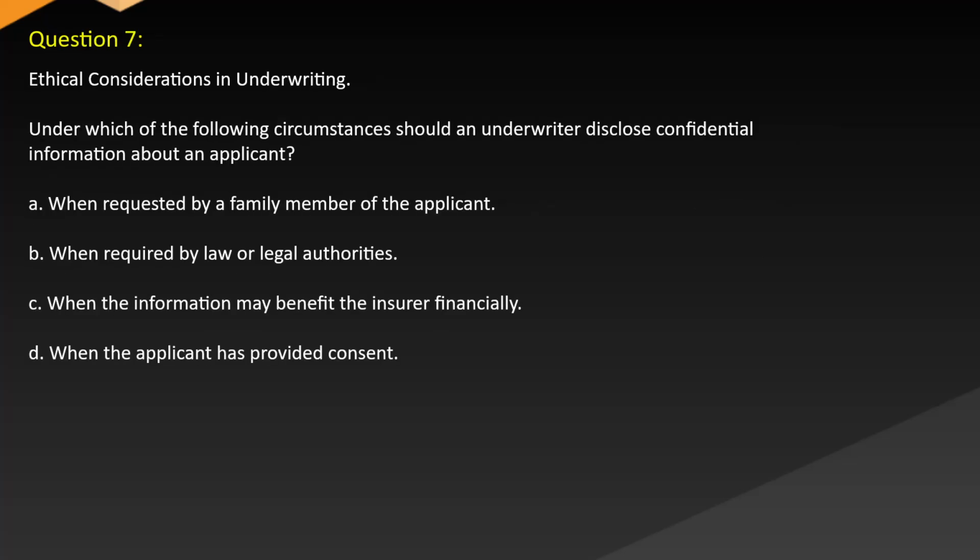Question 7. Ethical considerations in underwriting. Under which of the following circumstances should an underwriter disclose confidential information about an applicant? A. When requested by a family member of the applicant. B. When required by law or legal authorities. C. When the information may benefit the insurer financially. D. When the applicant has provided consent.